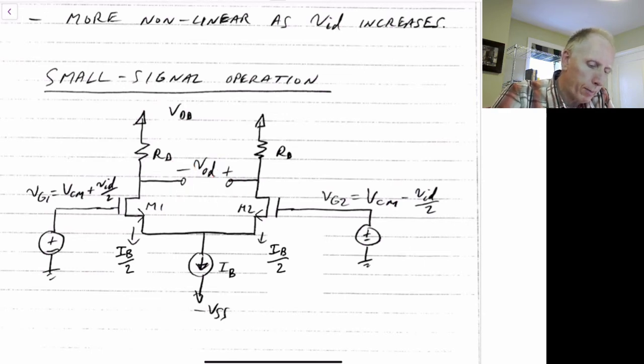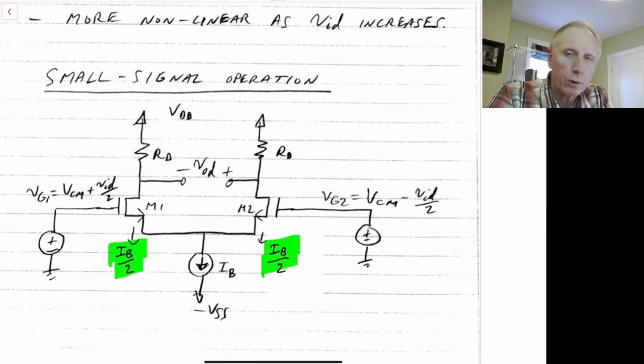And as we've stated before, the bias current will be IB over 2 here and IB over 2 here, because we'll start off assuming VID is equal to 0, in which case we have the gate of M1 equal to the gate of M2, so the bias current splits equally between the two paths. So that becomes our bias condition.